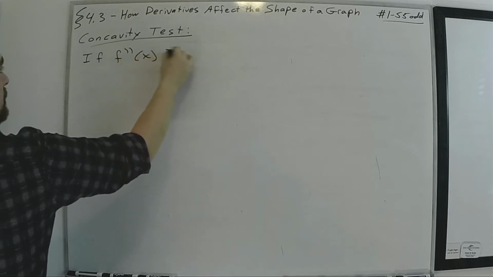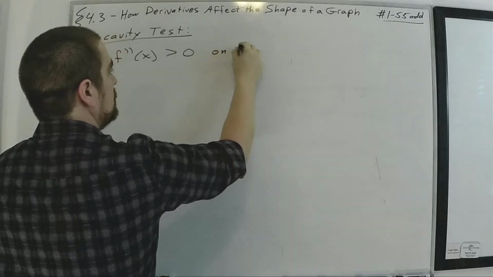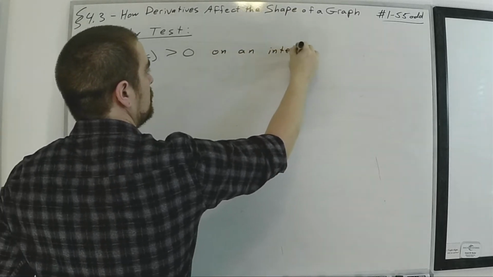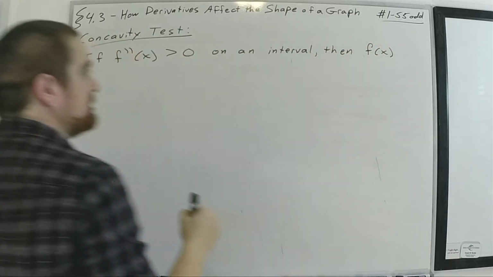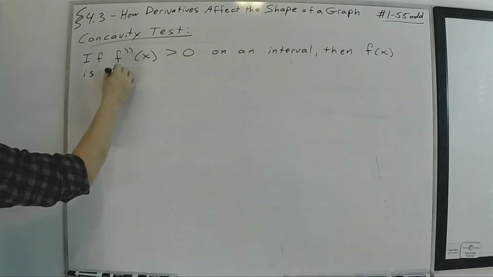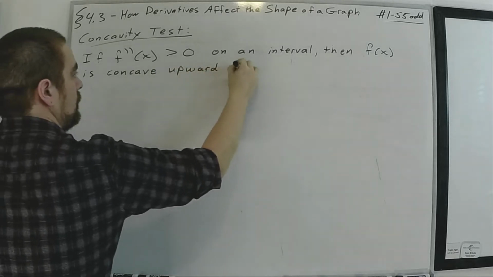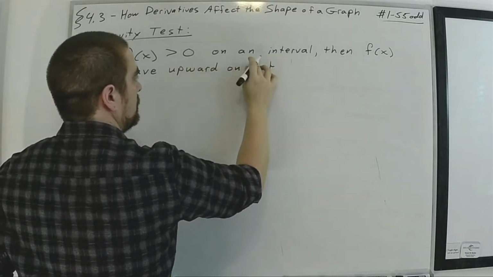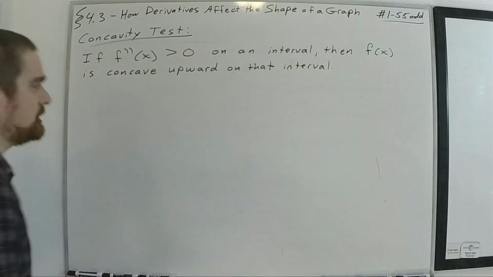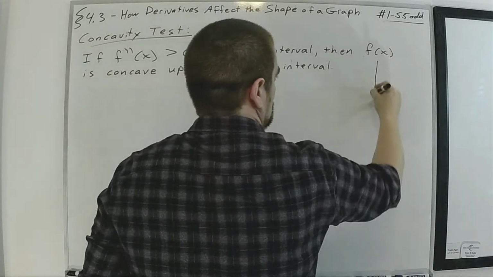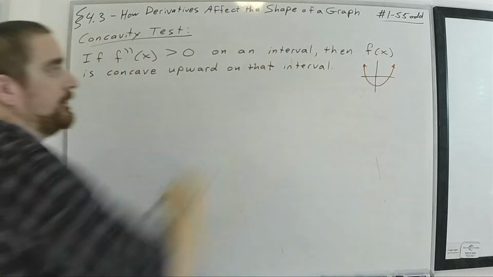the second derivative, f double prime of x, is positive on an interval, then my original function, f of x, is concave upward on that interval. And again, since we maybe haven't seen stuff like this before, concave upward means upward concavity like this.